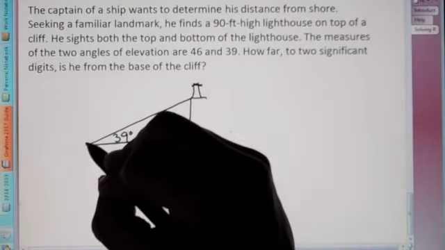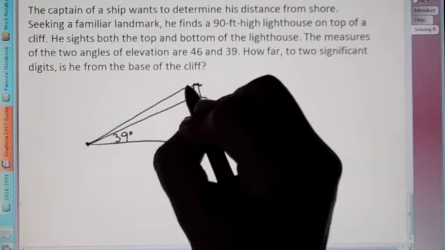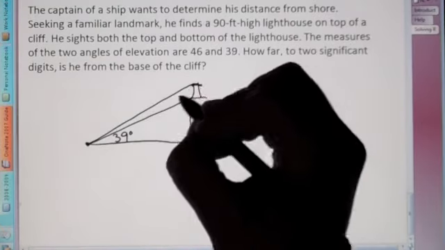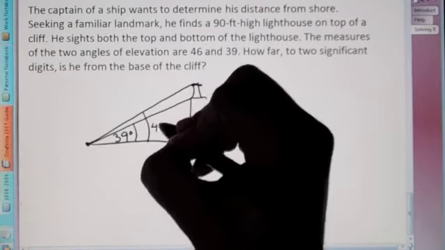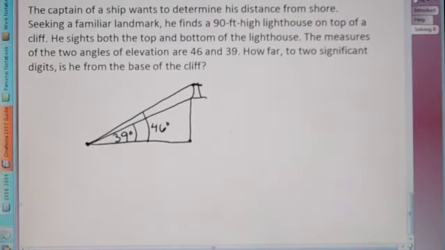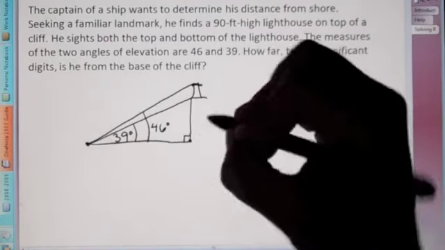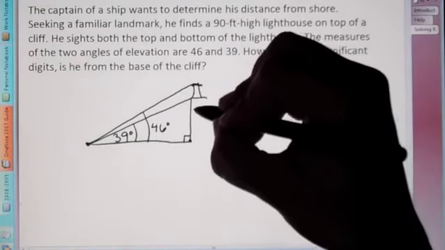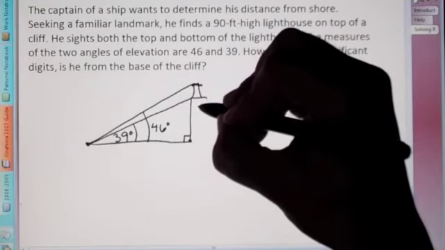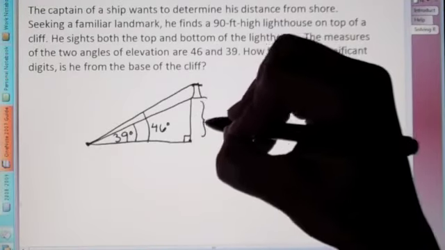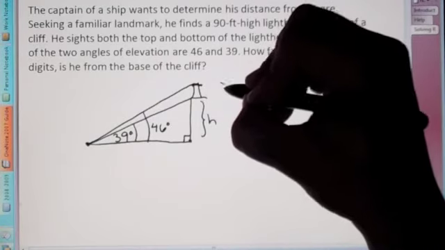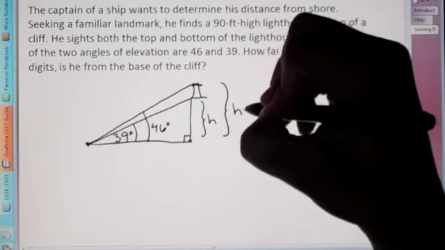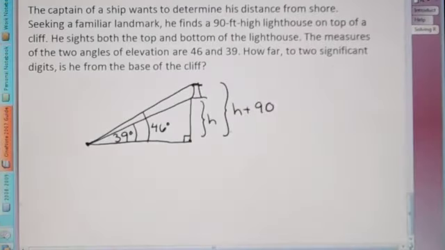And he also finds the angle of elevation to the top of the lighthouse, which he figures out is 46 degrees. So here we have 2 triangles, but we need to set variables here. So let's say the height of the cliff, just this distance, let's call that h, which makes the height of the bigger triangle h plus that extra 90 feet, the height of the lighthouse.